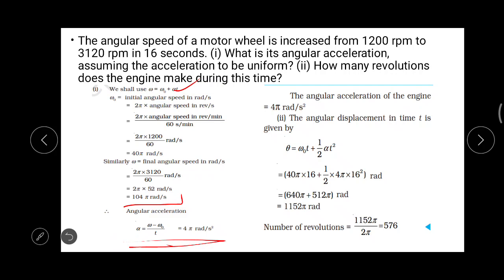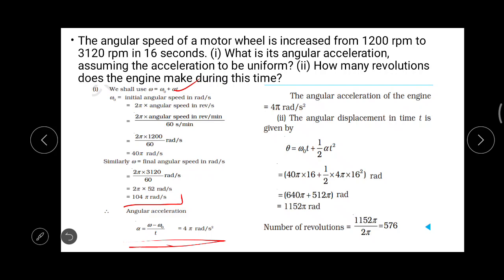Now the next one is the angular displacement in time t. So you have to find out the angular displacement, and with the help of that angular displacement we will find out the number of revolutions. So the angular displacement theta is equal to, you can use that equation, theta is equal to omega 0 t plus half alpha t square. Now you have omega 0, the time, and the angular acceleration value also.